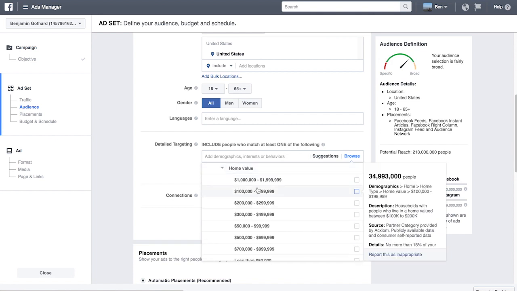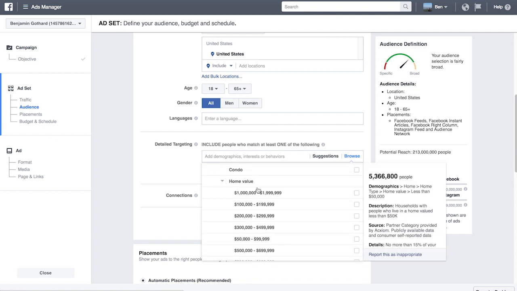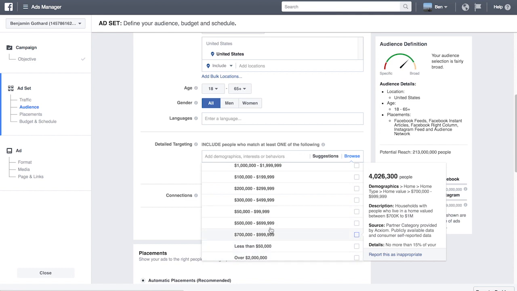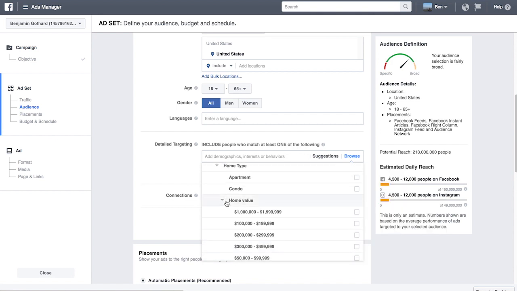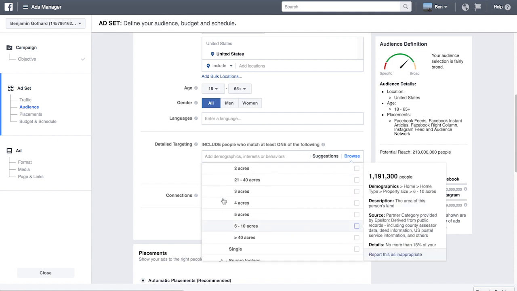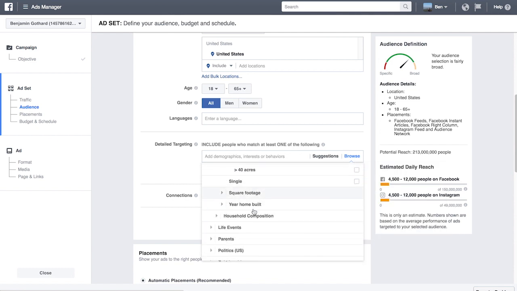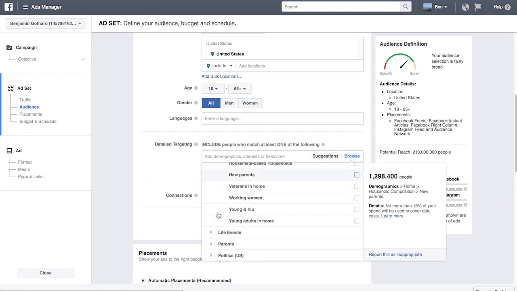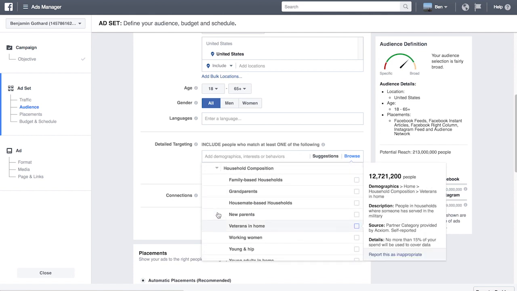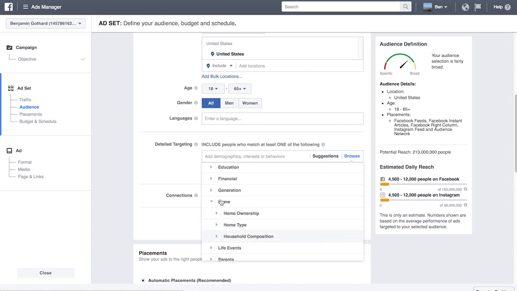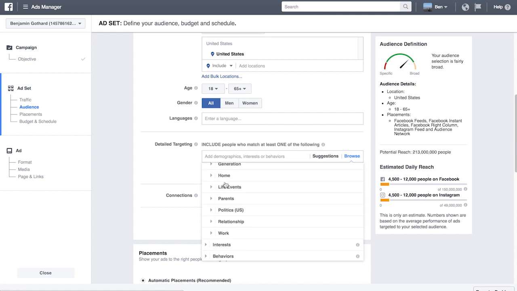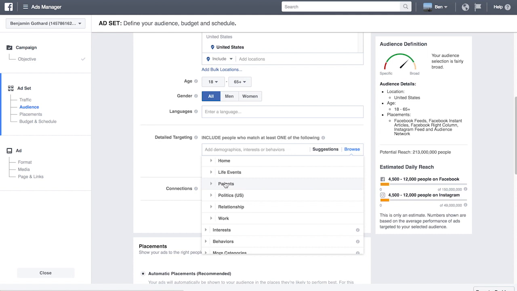What is your home value? Is it between a certain metric? And what property size do you have? What's your square footage? What year was your home built? What's your household composition? And so by being able to target people based on all these demographics, you can get incredibly in depth with who you're putting in your target market.